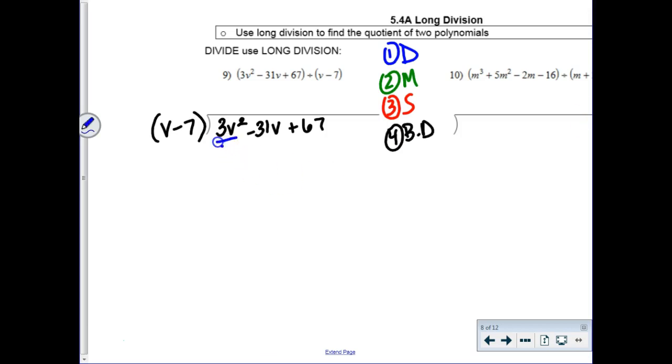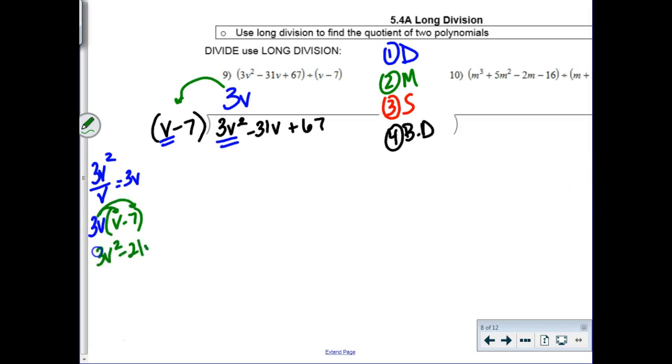Alright, so step 1, divide. You take your lead term and divide it by your divisor's lead term. So you have 3v squared divided by v, which is 3v. So that's part of your answer, and it goes up here. And now you multiply. So the 3v gets multiplied into the divisor. I think it would help if you do that work over here on the side. So 3v times v minus 7. Kind of think about what that is. That would be 3v squared minus 21v. So that distribution is what gets written up here in our work. So 3v squared minus 21v.